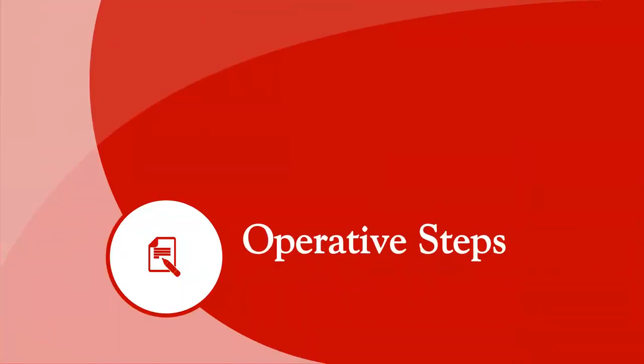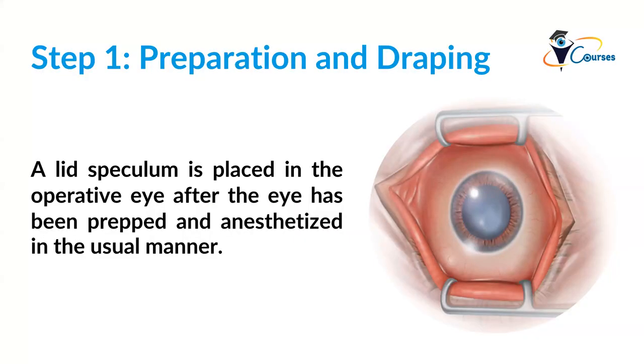Let's now talk about the operative steps. So how would we do a phacoemulsification? First of all, we do the preparation and the draping. So we just put the speculum to open the eye, and then the eye is prepared and anesthetized. Putting the antiseptic.